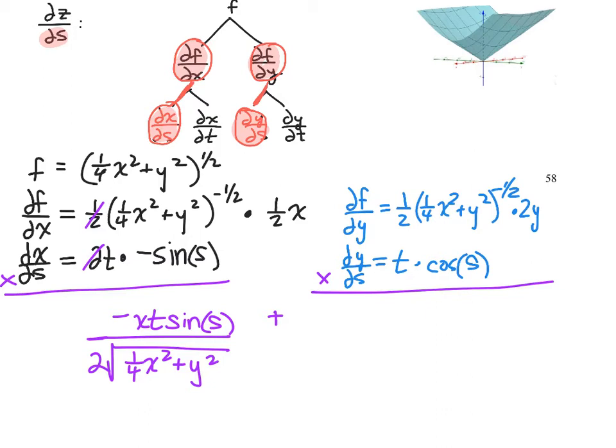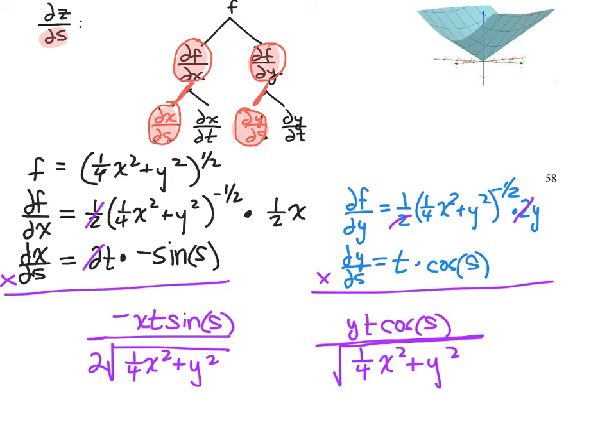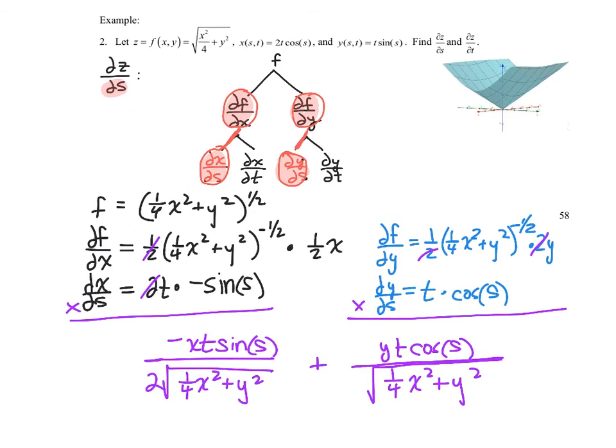The other one, same deal. The 2 and the 1/2 can go away. We're going to have a denominator of 1/4 x squared plus y squared under a radical, and then everything else is going on the top. So y t cosine of s. And I'll just move that plus sign into a place that's a little more visually appealing. So those two together give you the derivative of z with respect to s.